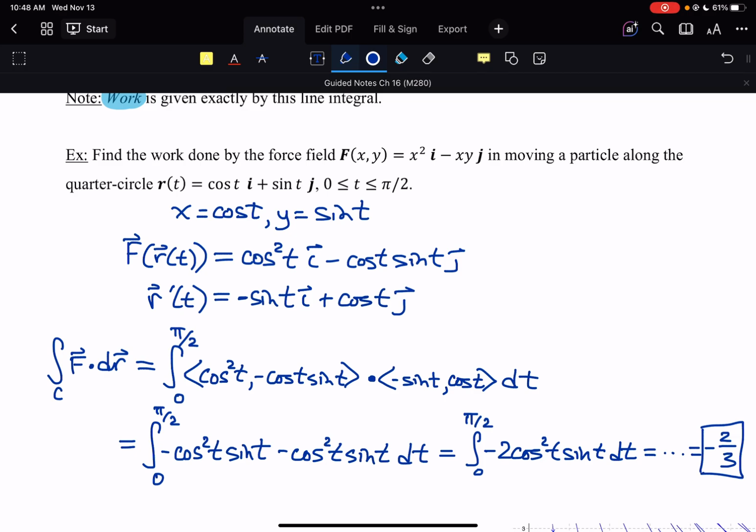Now, the natural question typically is, how would we get a negative value for work? Isn't work being done a positive quantity? Well, because we're dealing with vectors here, direction is also very important. So we're not saying that the work being done is negative. We're saying that the amount of work it would take for the vector field to move the particle in that direction is negative because it's going the wrong way.